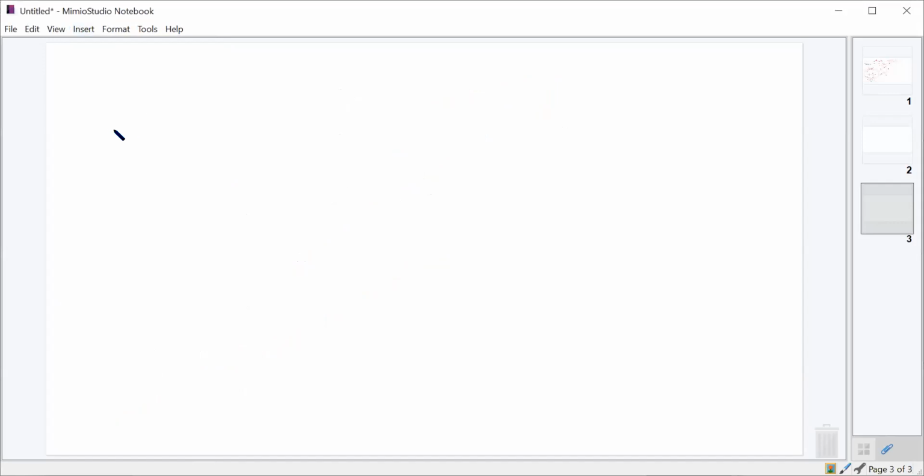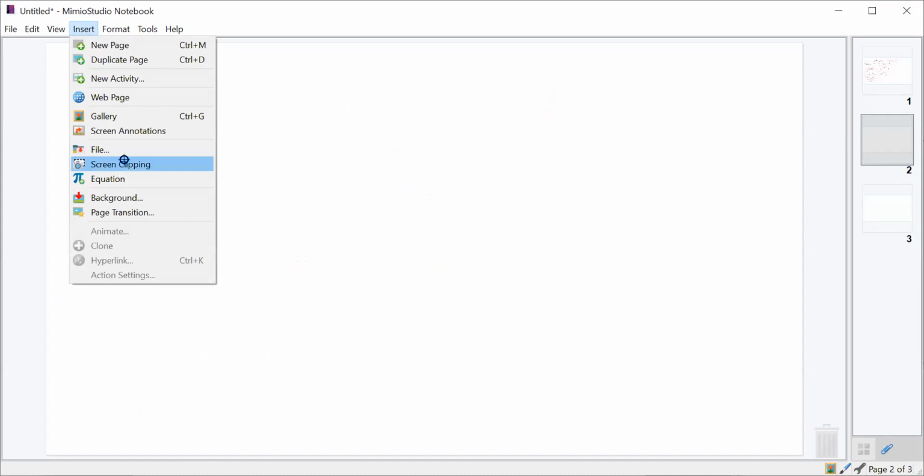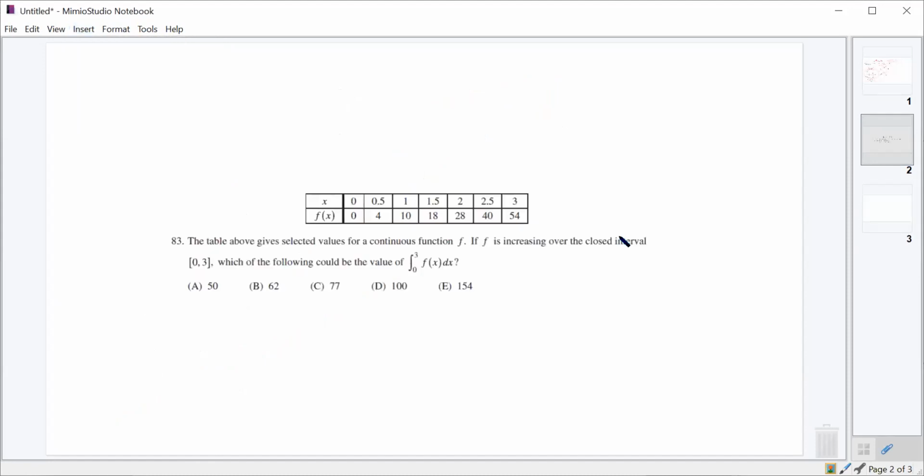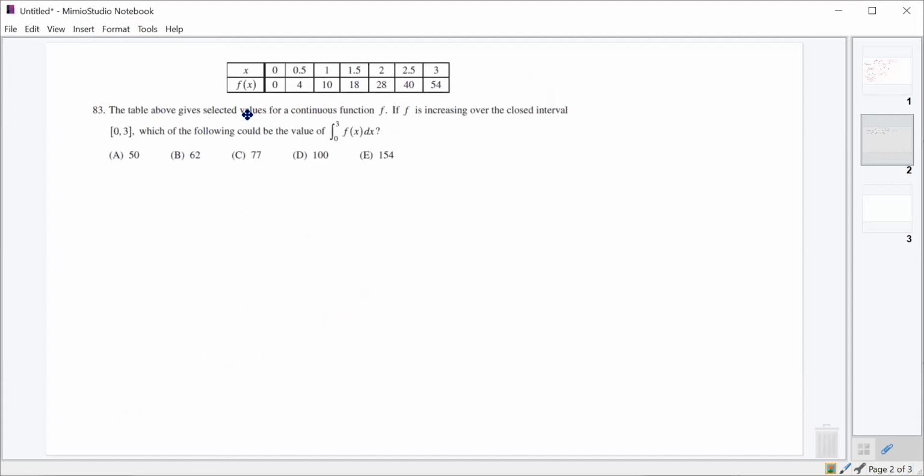All right, let's look. I didn't want to put a new page in. I wanted to put in problem number 83. Let's look at number 83. So we got a table with values of f, and f is increasing on the interval 0 to 3. We want to know what could be the value of the integral from 0 to 3 of f of x.